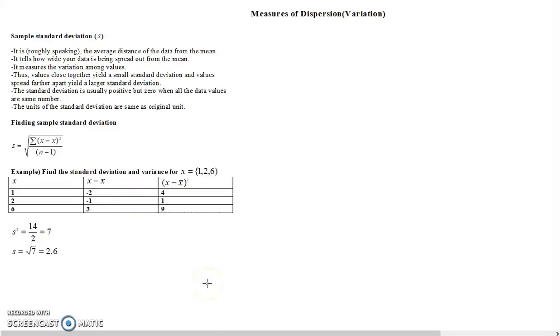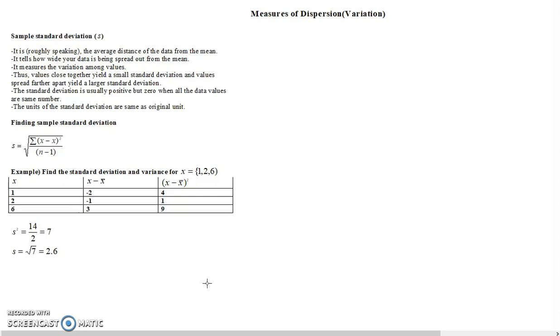Hello everyone. In this video we are going to discuss something called measures of variation. The measures of variation can be calculated in two different ways. One is called the sample standard deviation, and the other one is called sample variance.